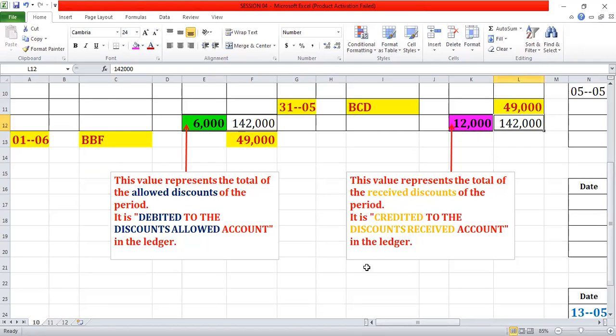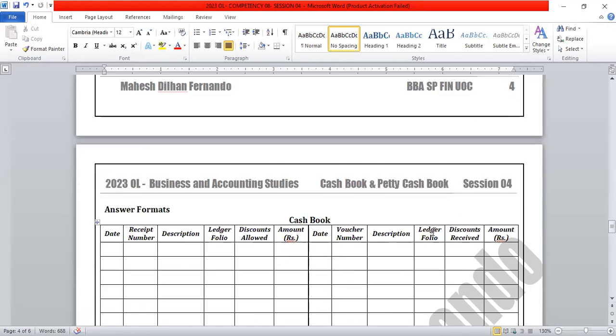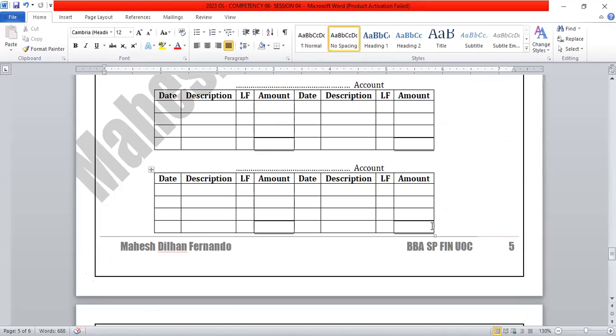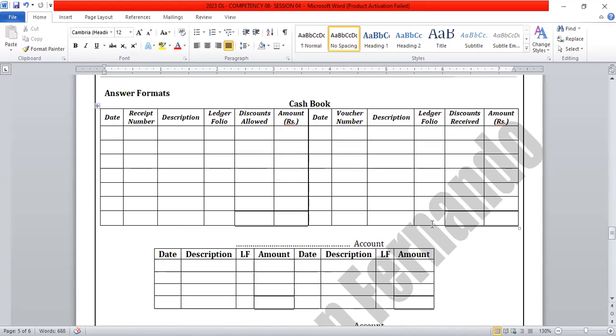Children, today I'm going to give you a homework. In fact, it is a challenge. You have to answer question number 11. All the formats have been given in the tutorial. It's very simple now. Just concentrate on what I've taught you and complete the ledger accounts as well. And at the end of the month, you have to get the total of the discounts allowed and discounts received, and that should be posted correctly to the ledger accounts. Are we clear?